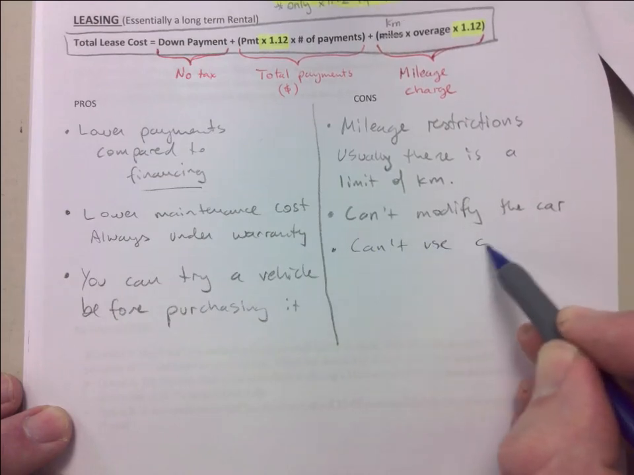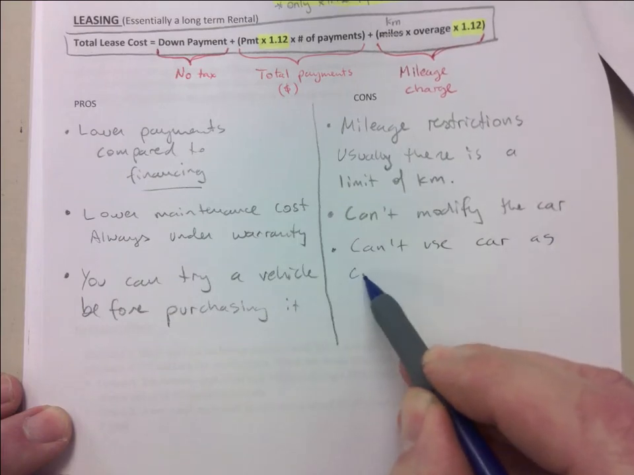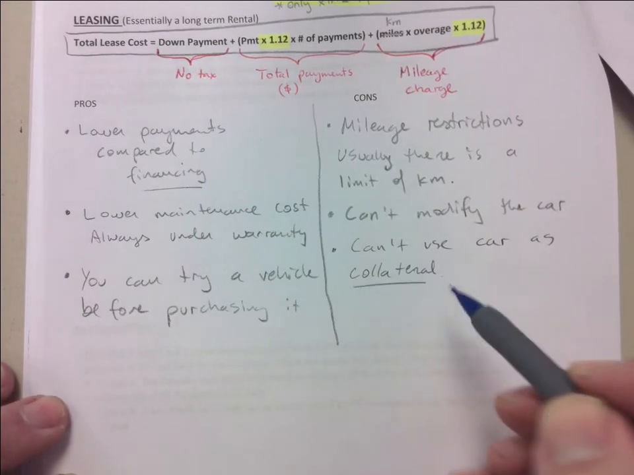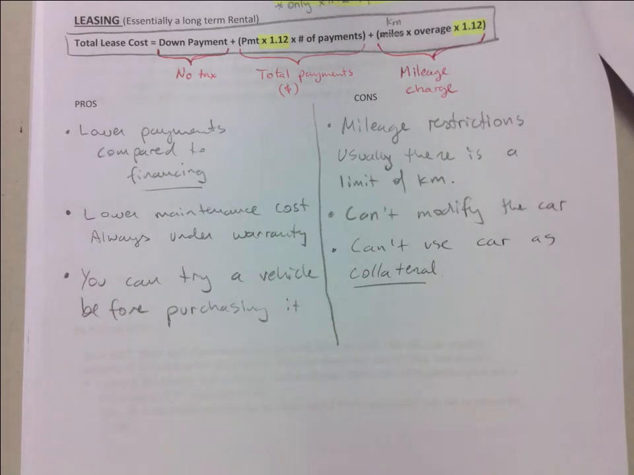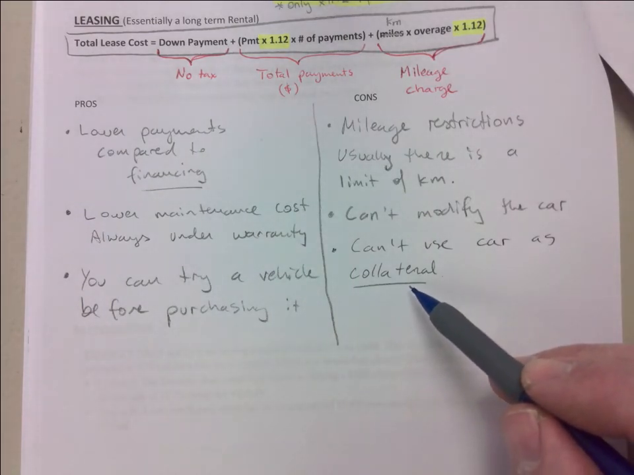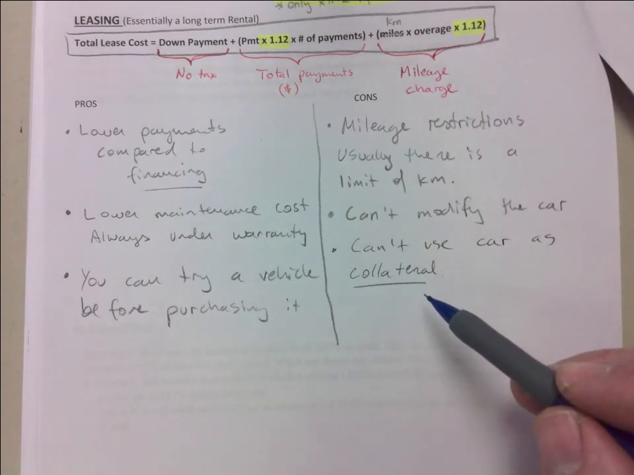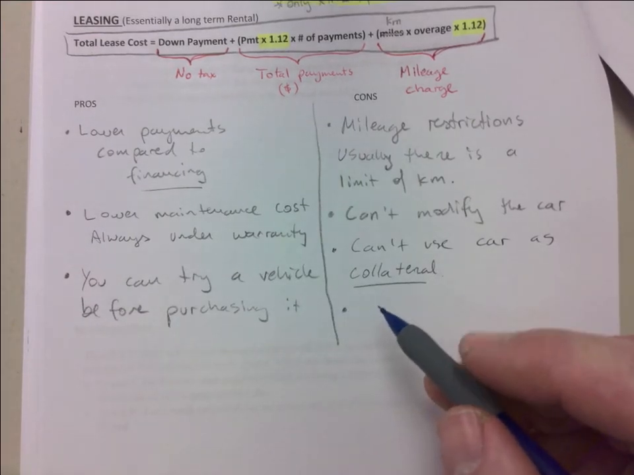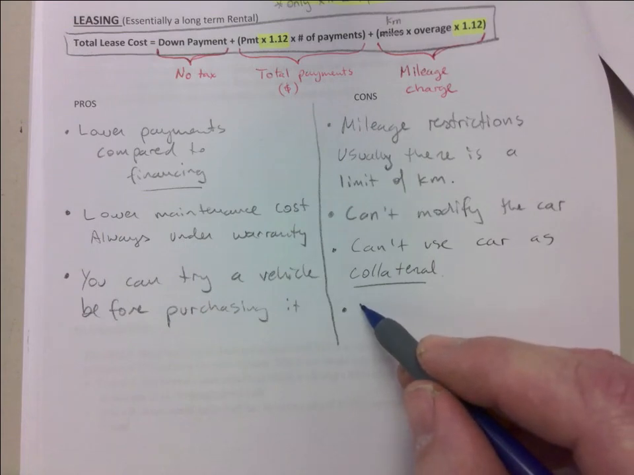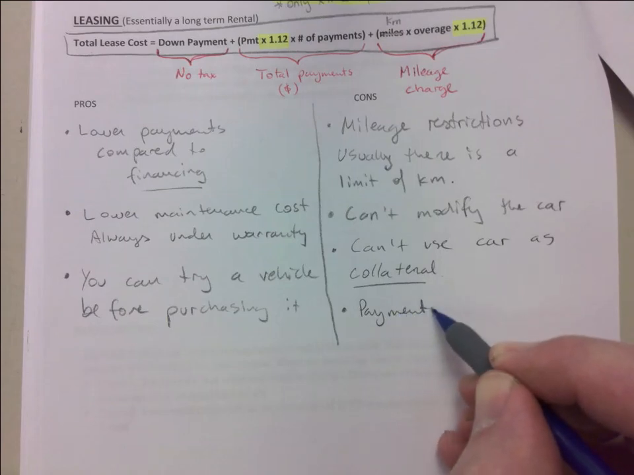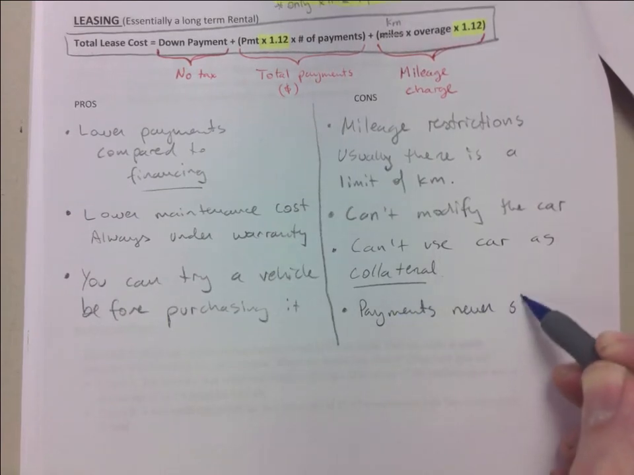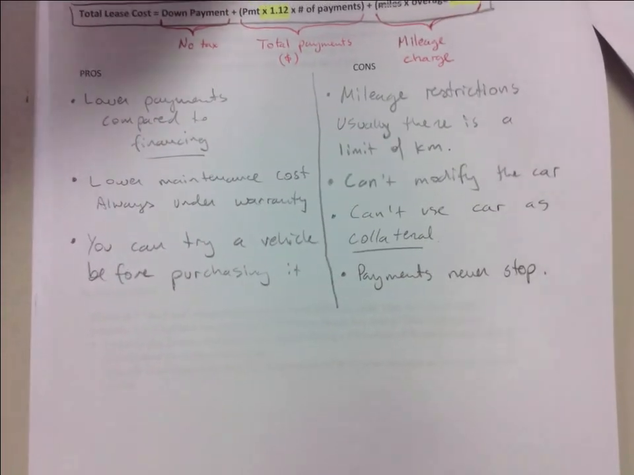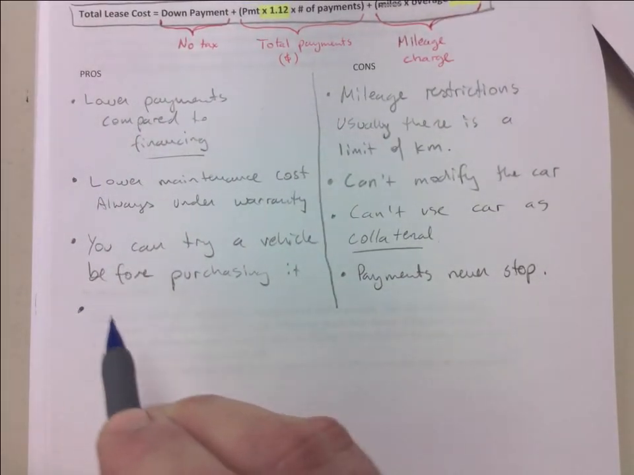Can't use car as collateral. Do you know what that is? You can't say, hey, I have a car, can I borrow some money? Because banks always like collateral. They want to have something that stands against the money you're borrowing. They will not see it as you owning it, right? So you can't use it for that purpose. And the last one is payments never stop. I'm just going to add, because you don't know what the province is going to do.